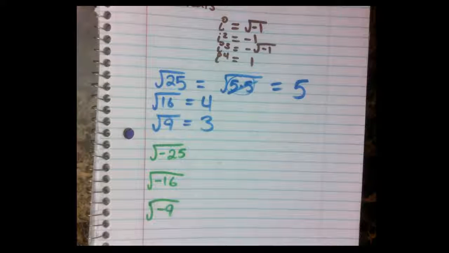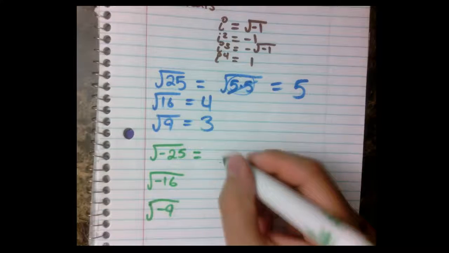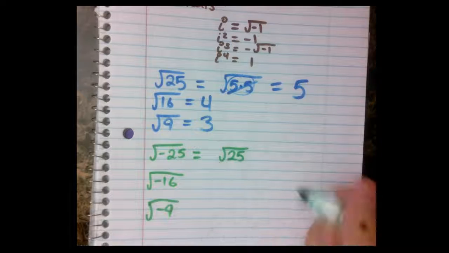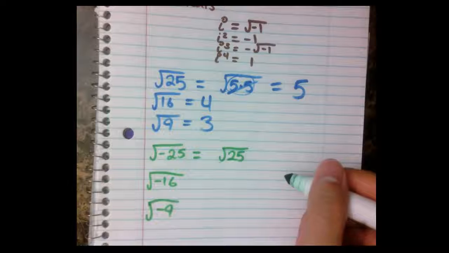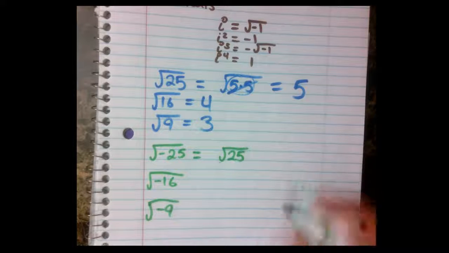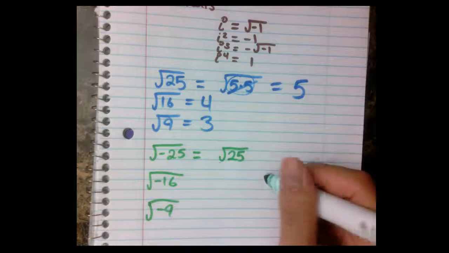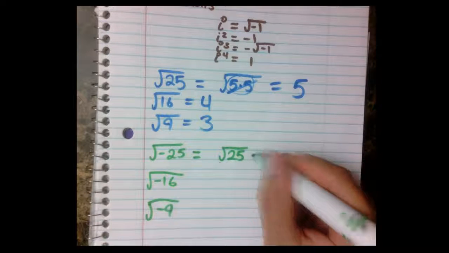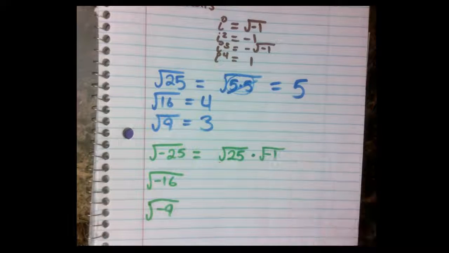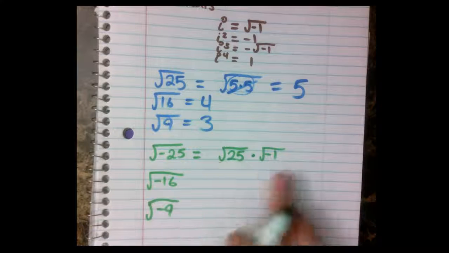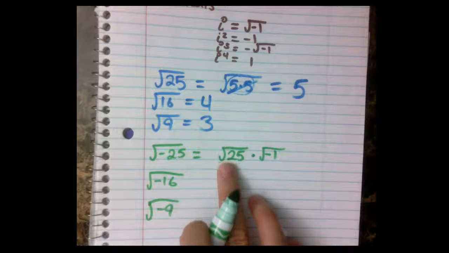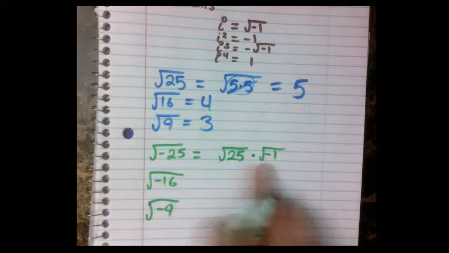Okay, so if we go ahead and pull out the negative, you end up with the square root of a positive 25, and what times 25 would make it a negative? So you know that 25 times negative 1 equals negative 25. So it's essentially the same as this: the square root of positive 25 and the square root of negative 1. If you multiply negative 1 times 25, you will get negative 25. So this is the same thing.